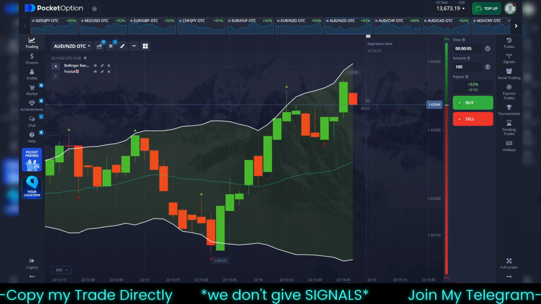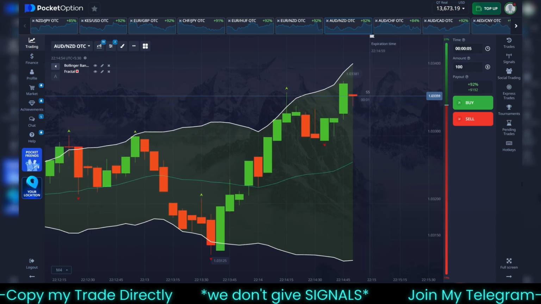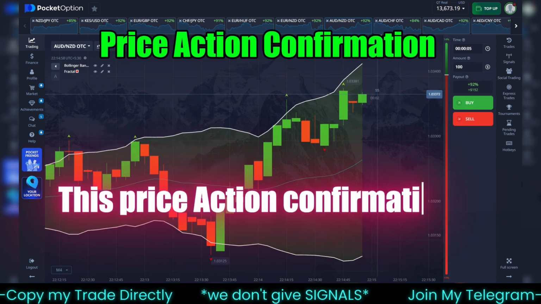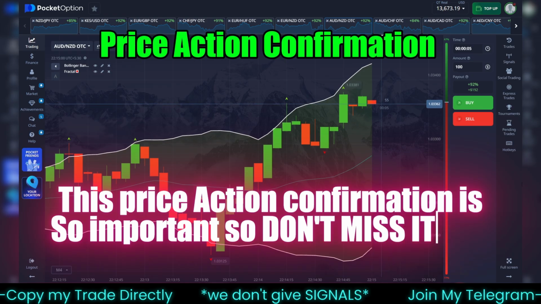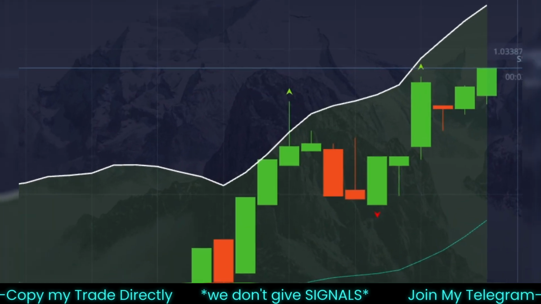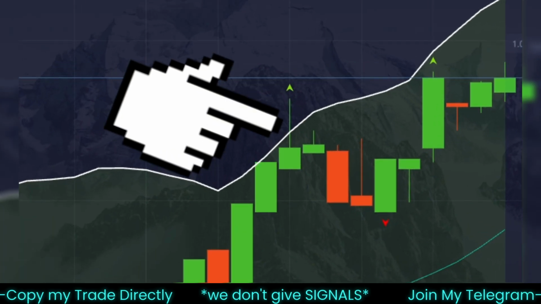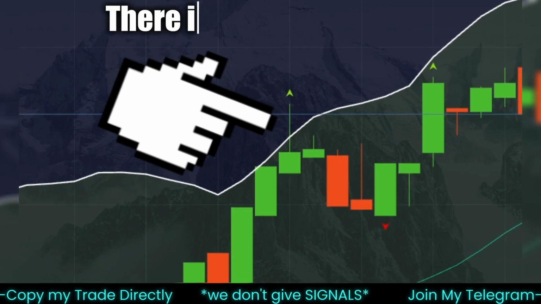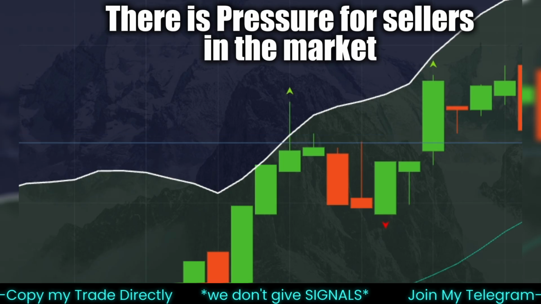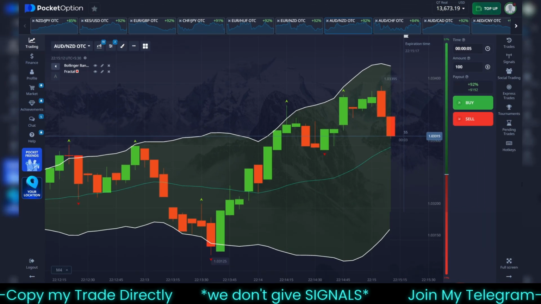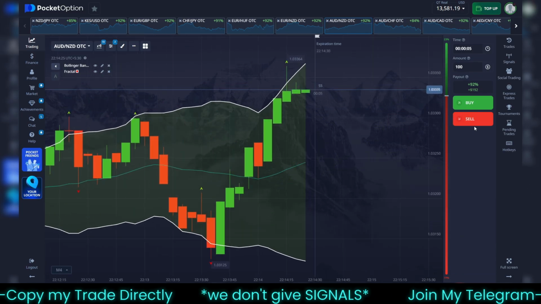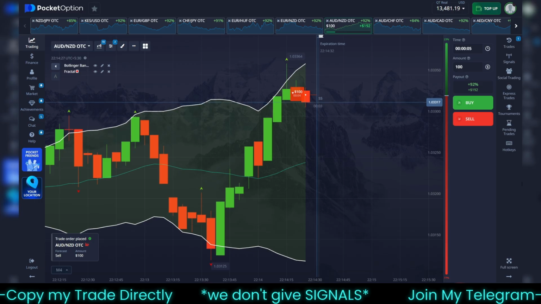And the third thing, like I explained, is a price action confirmation. This price action confirmation is so important, so don't miss it out. Here you can see this candle has a very long wick in the upward direction. So this indicates that there is pressure from the sellers in the market. And then as soon as I got the confirmation from both the indicators, I marked a setup for the downward direction. That's the points I followed.